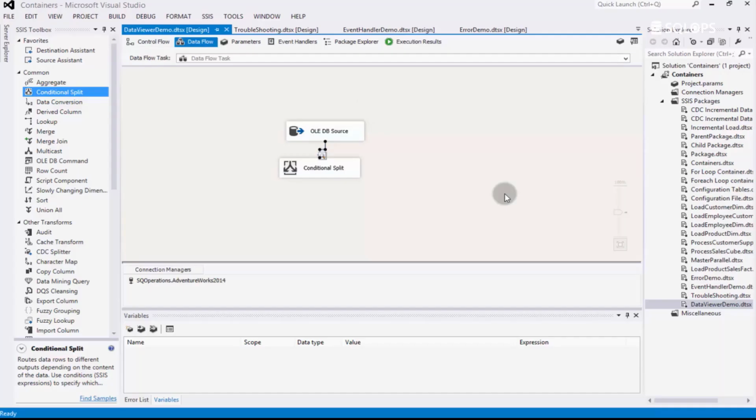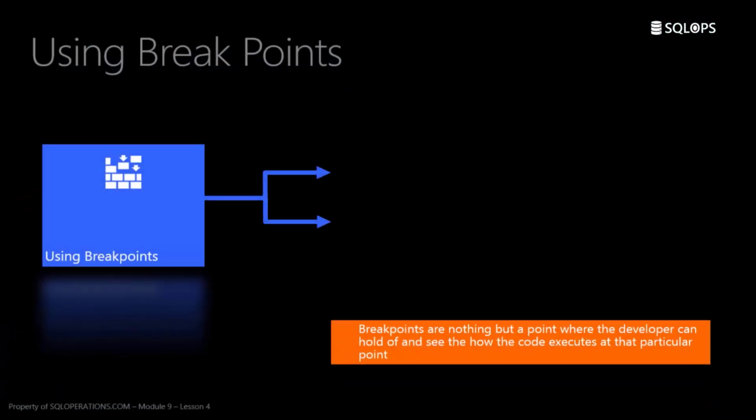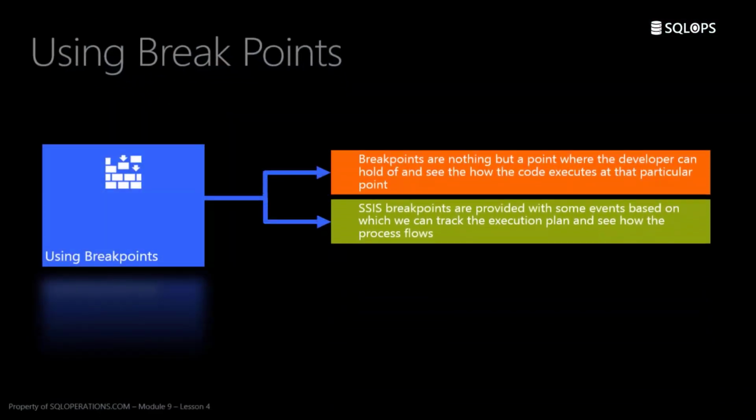Now that we have learned about data viewers, let's see how to use breakpoints. When you're developing a package, many times you'll need to troubleshoot issues in the package. It is helpful to know the status of the data, status of the variables, and tasks at a certain point in the execution of the package. Breakpoints enable you to stop a package during execution and view the status of these items.